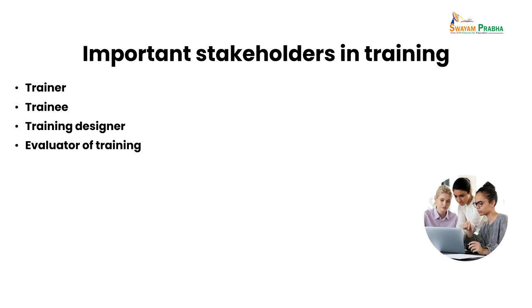Now, who are the important stakeholders in training? The very first important stakeholder in training is the trainer. The trainer is an important stakeholder in the entire training program, because he is the one who will actually put everything that is to be learned by the people into practice. So it is very important for us to make sure that we have an appropriate trainer to communicate and to train the individuals at the right time.